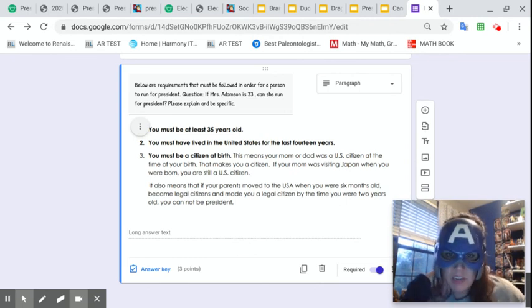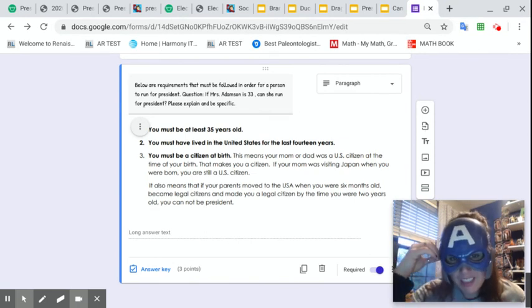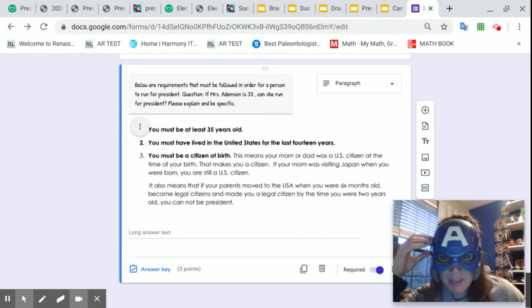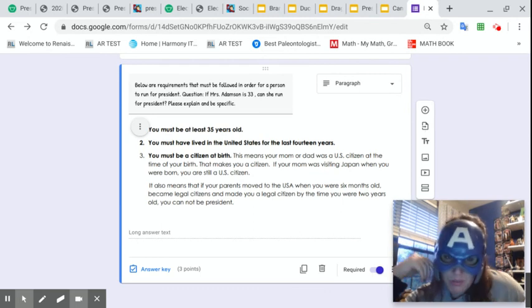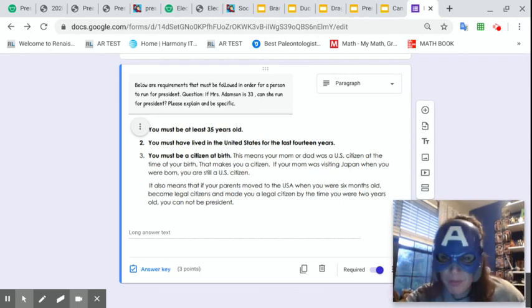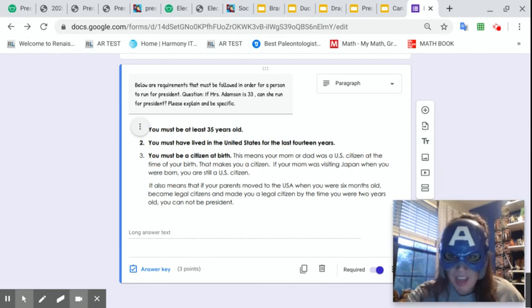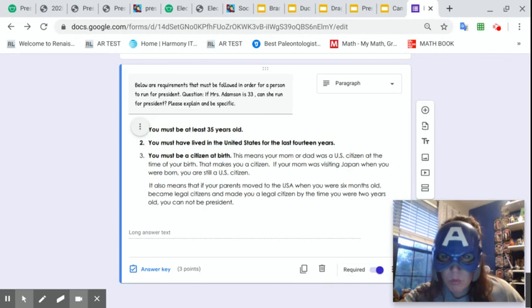This also means that if your parents moved to the USA when you were 6 months old, and they became legal citizens and made you a legal citizen by the time you were 2 years old, you cannot be president. So you have to have been born here, unfortunately. Maybe one day that will be a change to the Constitution because we have a lot of great people that come from other countries that want to make a name here. But again, I want you to think, why in the world would the founding fathers have put these rules into place?